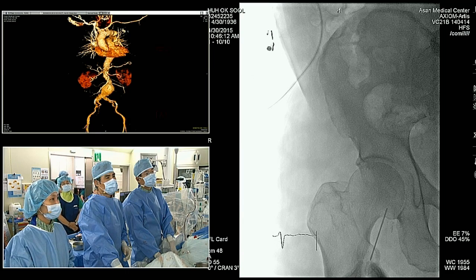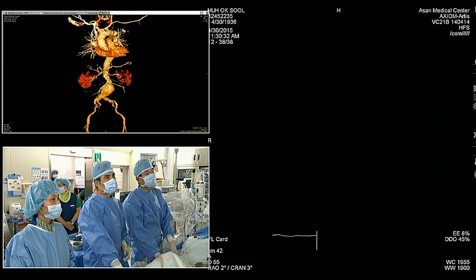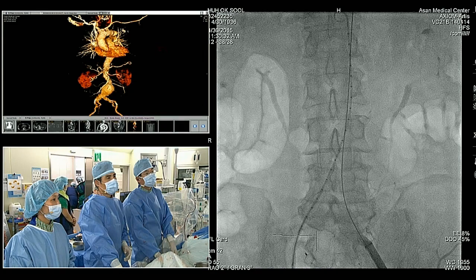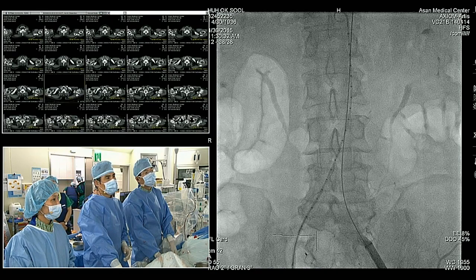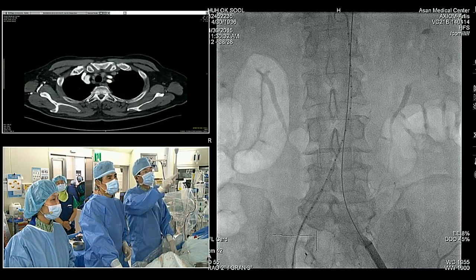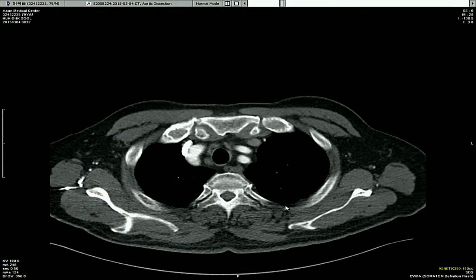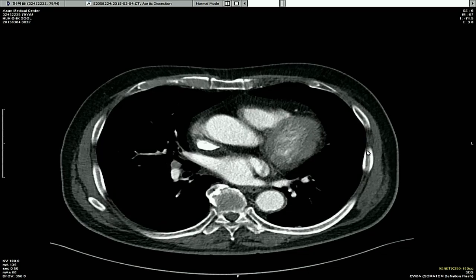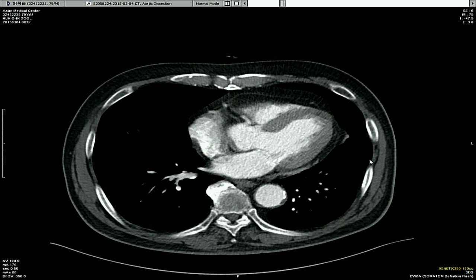CT angiogram axial images, please show. Great. Yeah, we'll just run through the axial images of the abdomen. There is some saccular aneurysm on the thoracic aortic arch, but it's close to the left subclavian artery.